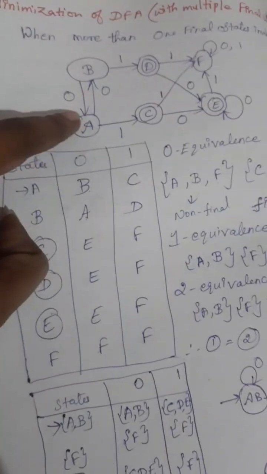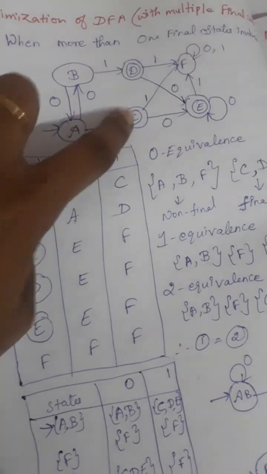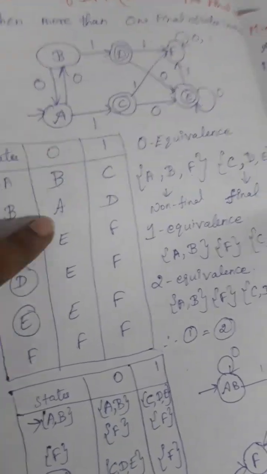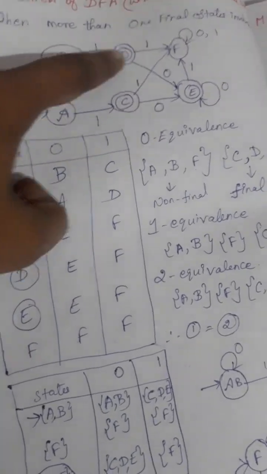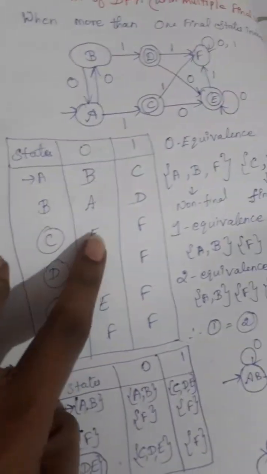A on getting input 0 goes to B and A on getting input 1 goes to C. B on getting input 0 goes to A. B on getting input 1 goes to D. C on getting input 0 goes to E. C on getting input 1 goes to F.